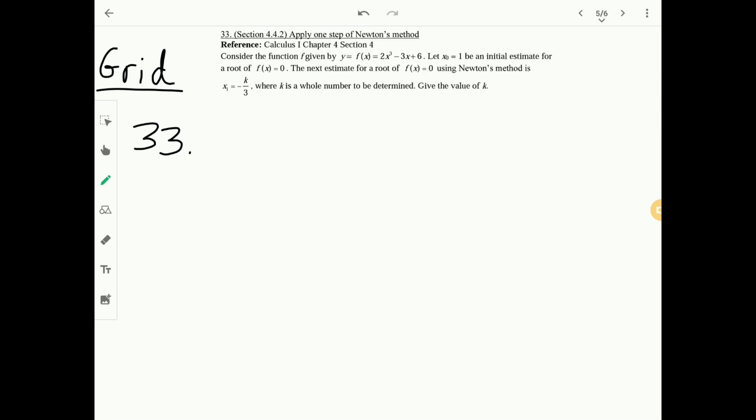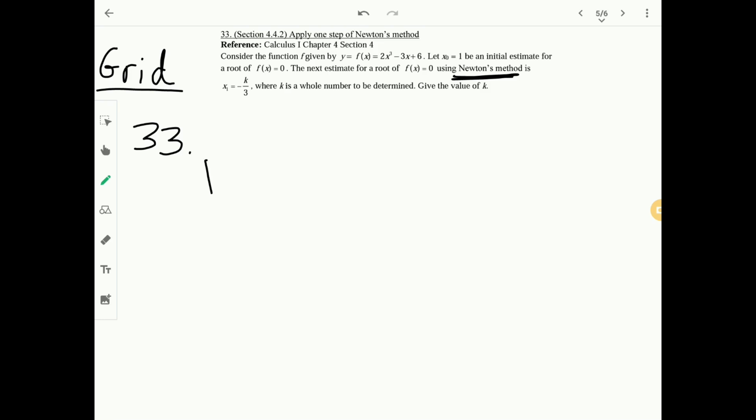Grid application. Let's do grid question number 33. I'll give you guys a few seconds to solve. Okay, let's solve it. Consider the function f given by y equals f of x equals this. Let x0 equals 1 be an initial estimate for the root of f of x equals 0. The next estimate for a root of f of x equals 0 using Newton's method, this is important, is x1 equals minus k over 3, where k is a whole number to be determined. Give the value of k.